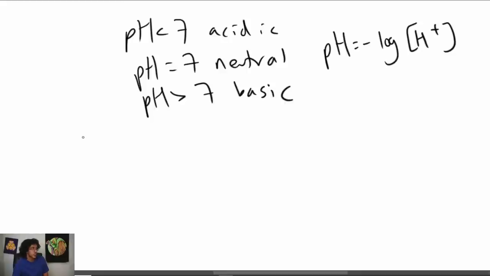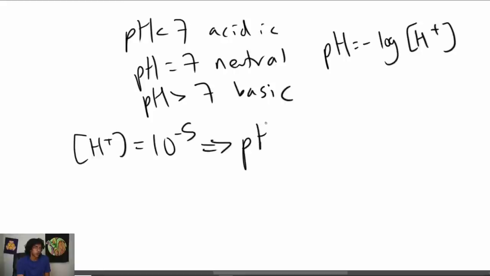So essentially, let us say that your concentration of H plus ions, which is basically the moles of H plus over the total volume of the solution in liters, because you know that concentration is in moles per liter, if it was 10 to the negative 5, we would take the log base 10 of this, which gives us negative 5, and then we take the negative of that. So that means that this is pH 5.